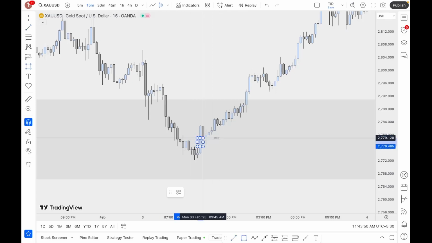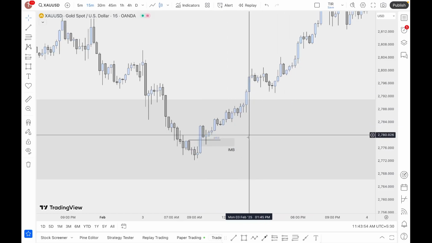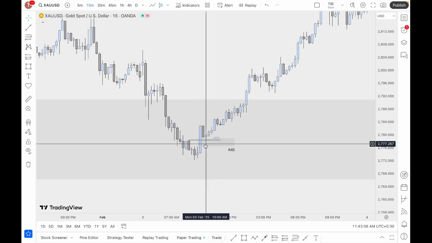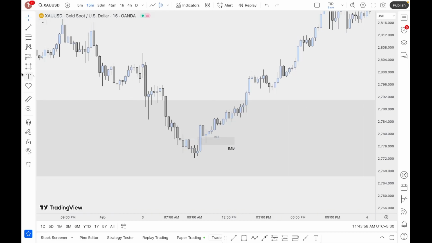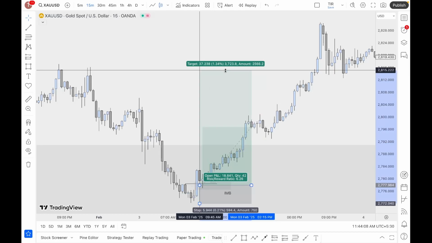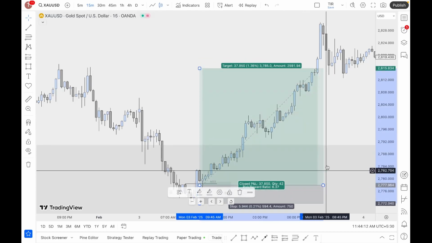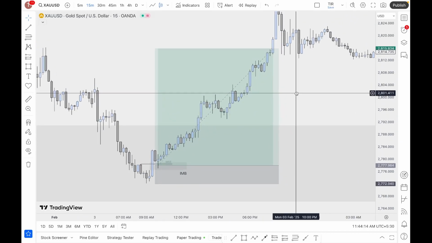We will look for the imbalance. This is our imbalance, and when the price taps into the imbalance, we will plan our long trades. SL below this swing low, 1 is to 2, or recent swing highs, right? So we can see our targets have been hit.